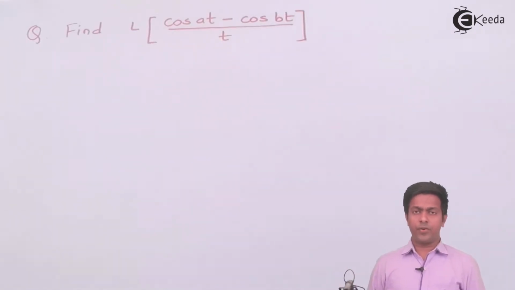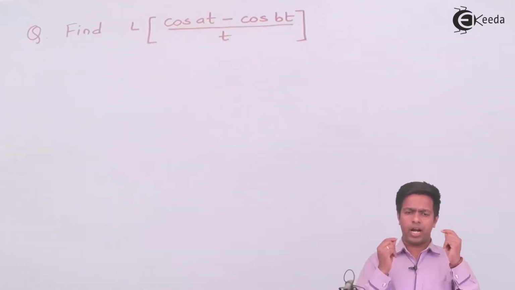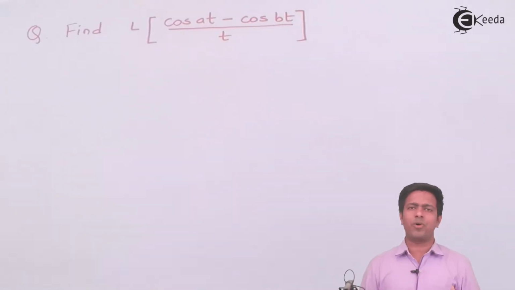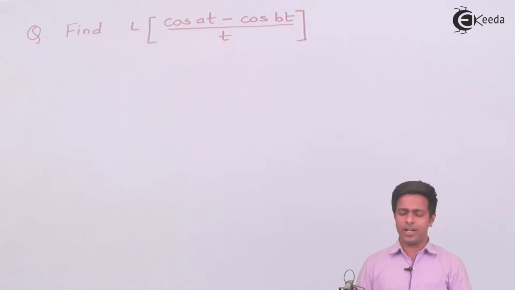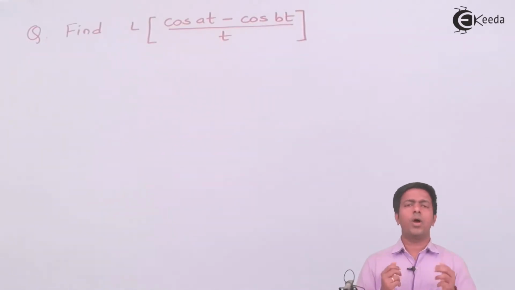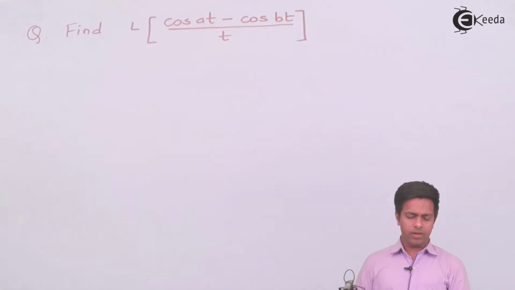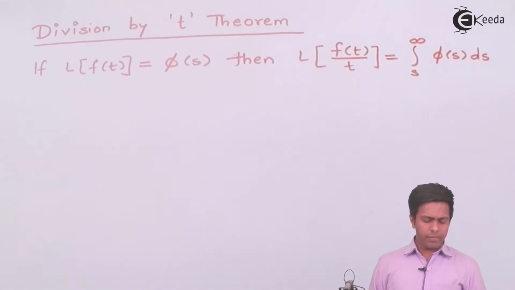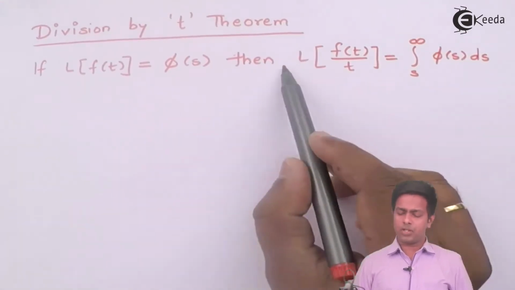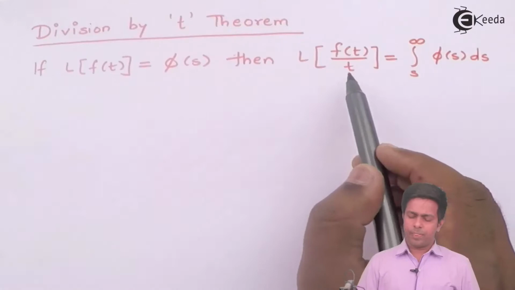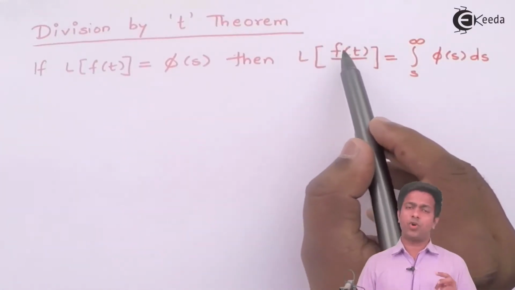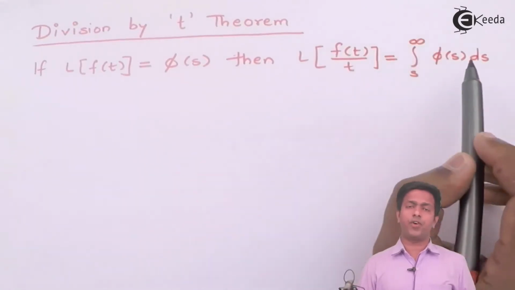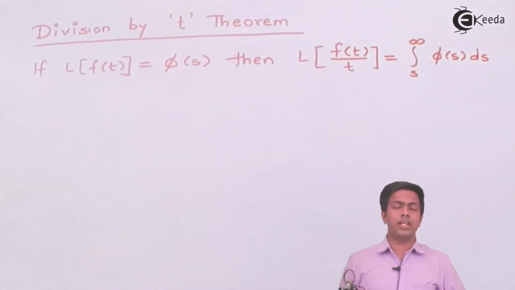Now guys, if you observe the question carefully and compare it with some property, you can immediately tell that this is the division by t property, because here we are dividing the function in the numerator by t. In the division by t property, we find Laplace of f of t upon t. The function in the numerator is called f of t, and its value is given by integration from s to infinity of phi of s ds.